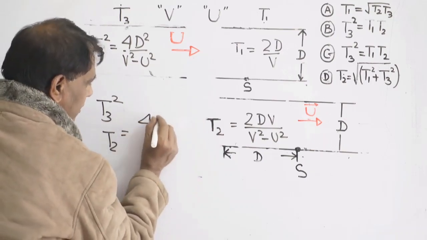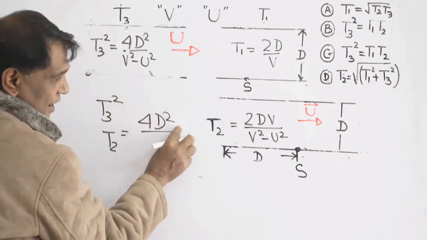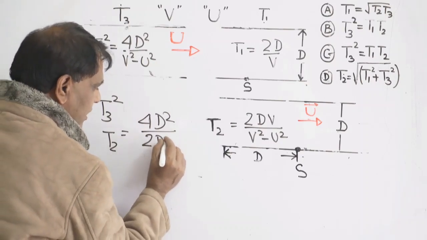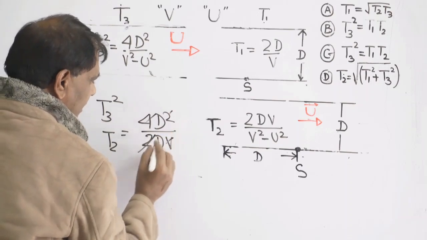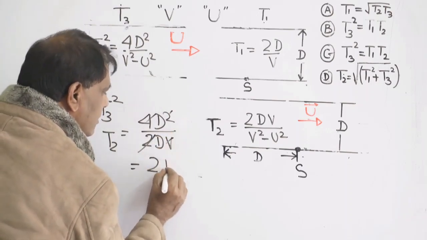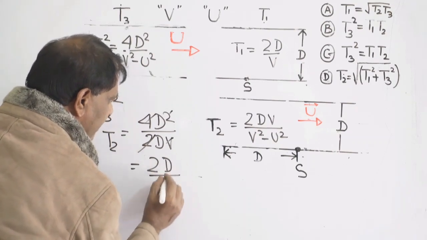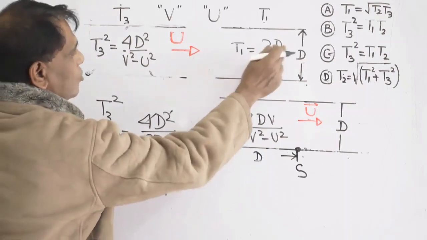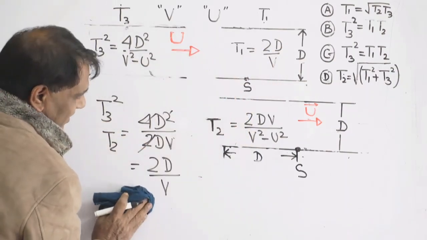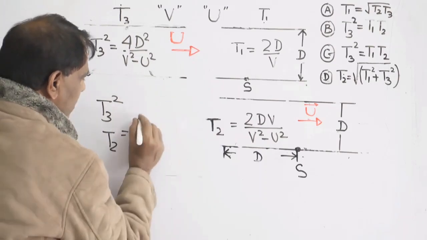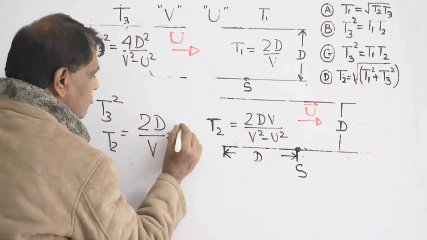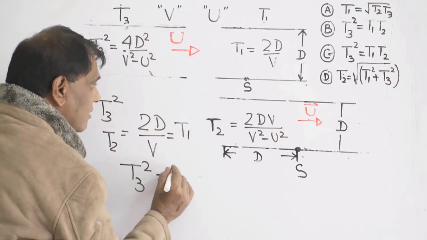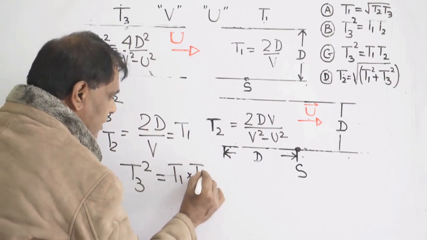4D square, okay, and उसको नीचे में क्या था, 2DV मिलेगा, काटोगे, ultimately you are going to get 2D by V, okay, but 2D by V is T1, so the result is 2D by V, which is equal to T1. Now you can write down T3 square is equal to T1 into T2. Smart result.